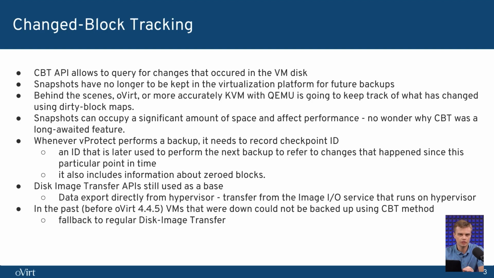Still, the base is the disk image transfer API. Between the releases, we needed to update it. Currently, the supported minimum version is 4.3. For 4.4, obviously, it introduces CBT as GA, but 4.3 also affected the base disk image transfer API strategy that I have already mentioned. So the request has changed slightly. Now, in general, this transfer from the image IO service that runs on the hypervisor should roughly correspond to the transfer that you have in the SSH transfer. It really depends on the specific circumstances.